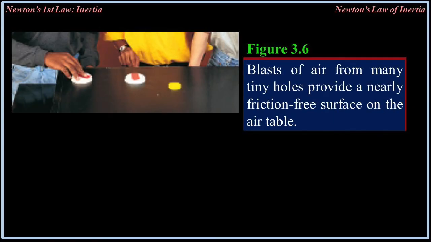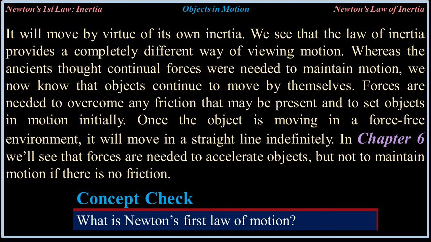Blast of air from many tiny holes provides a nearly frictionless, free surface on an air table. It has some friction because of air resistance, but it greatly reduces it. It will move by virtue of its own inertia. We see that the law of inertia provides a completely different way of viewing motion.